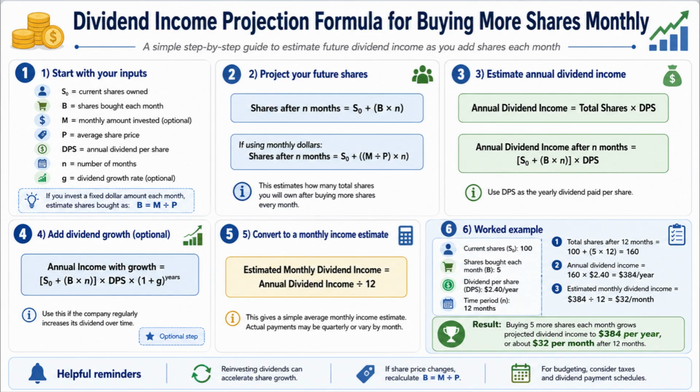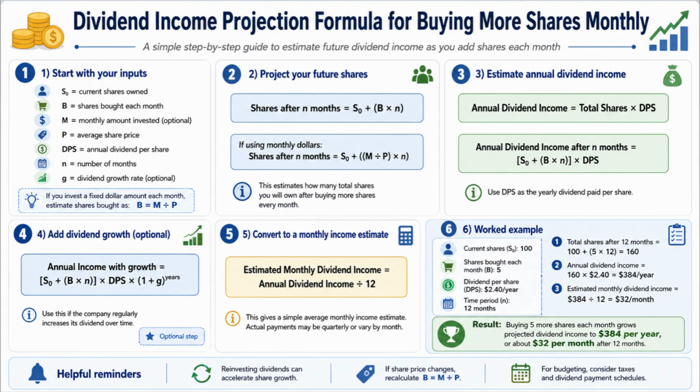Then, if you are using a monthly dollar investment, the formula becomes shares after n months equals S0 plus M divided by P, multiplied by N. This gives you a more flexible way to calculate future shares when your monthly contribution is based on money rather than a fixed share count.